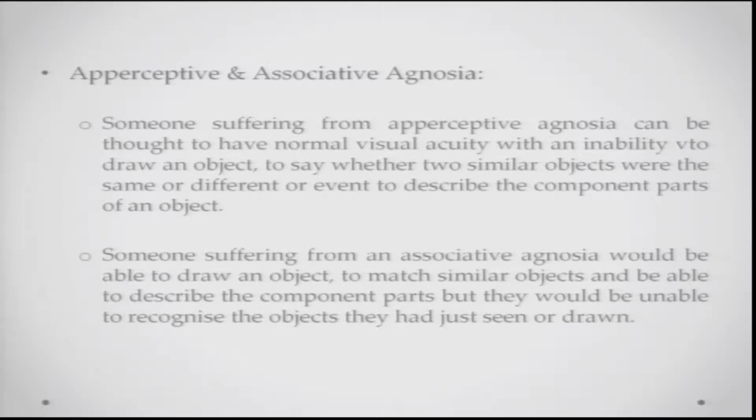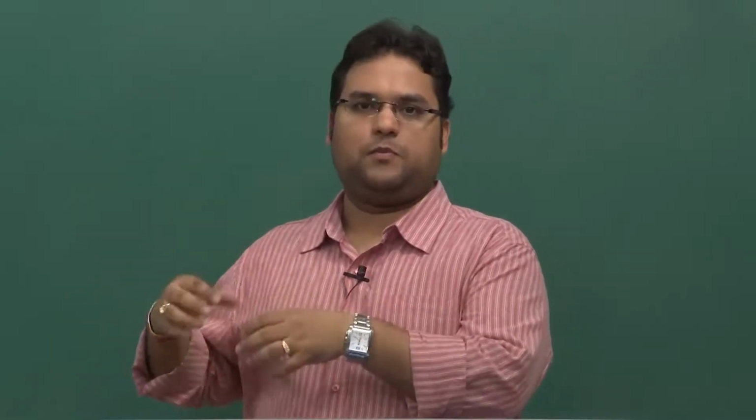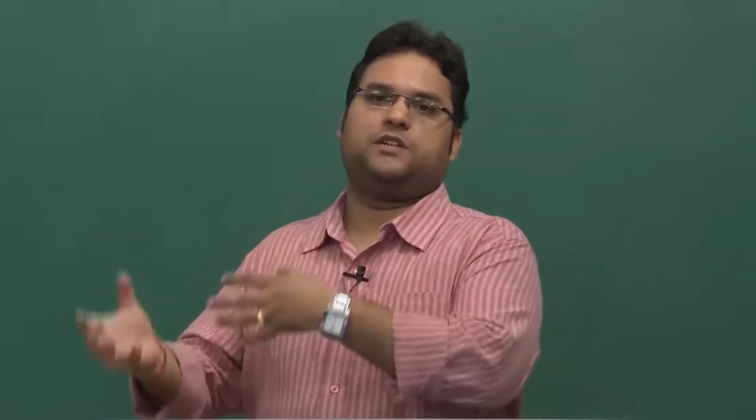Someone suffering from associative agnosia, on the other hand, would be able to draw an object or match similar objects to this particular object, and would also be able to describe its components, but they would be unable to recognize the objects that they had just seen or drawn. So, in these people, the problem is not with creating a percept, but with associating the percept to whatever knowledge the person already has.